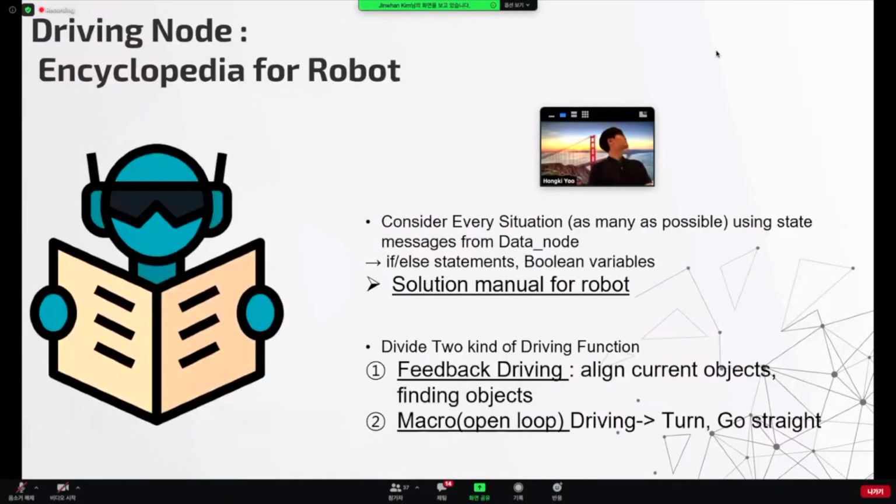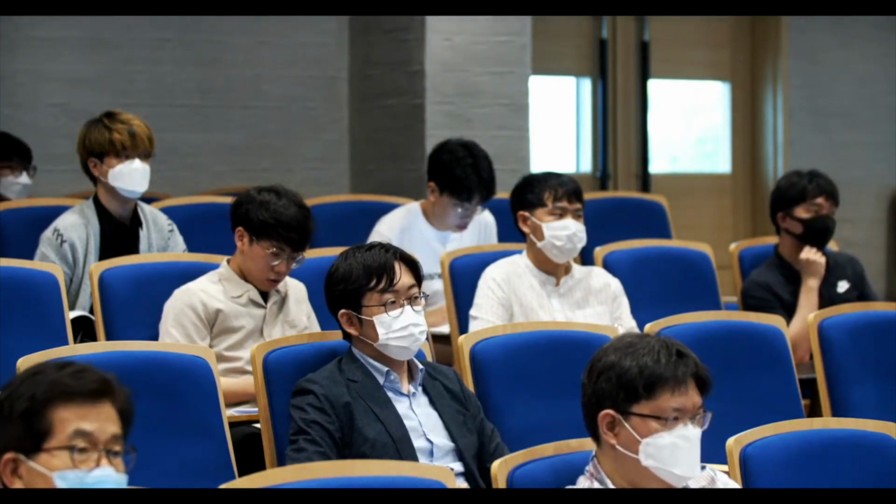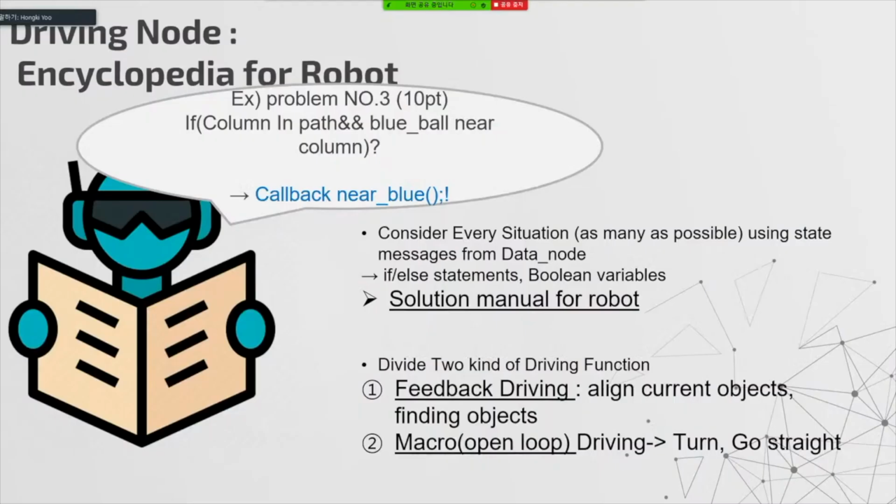We compare this driving node to an encyclopedia for the robot. We consider every situation by using real-time measurements from the data node and through if-else statements. If the robot needs a solution for its current state, the driving node suggests the appropriate solutions like this.